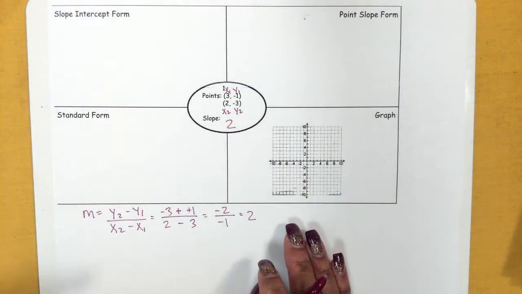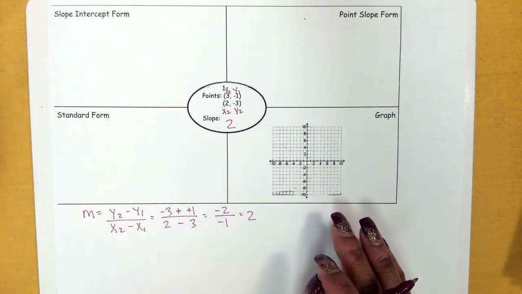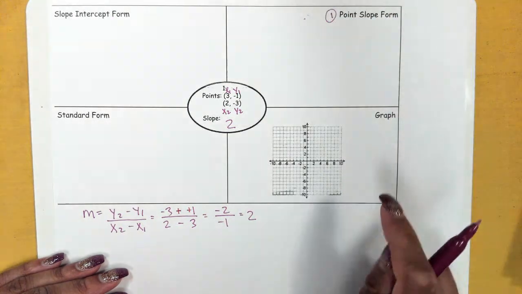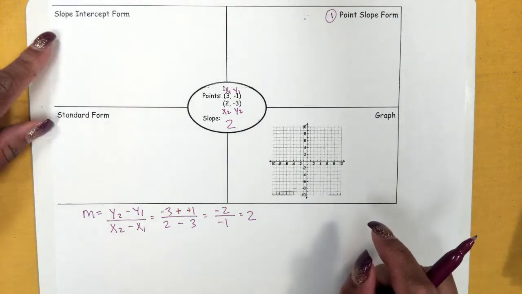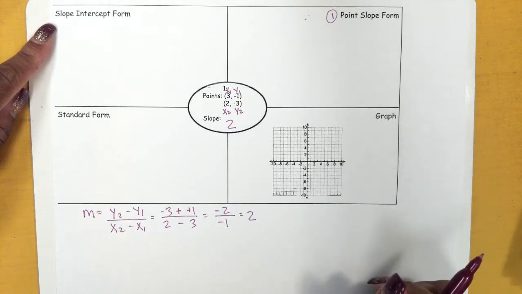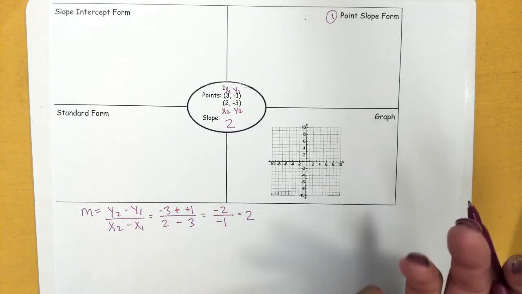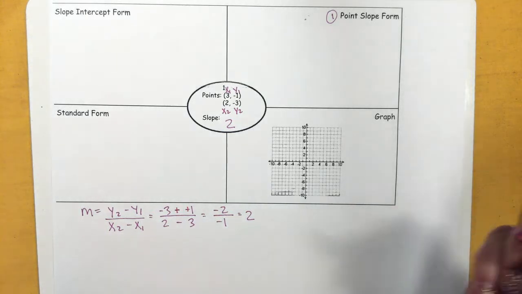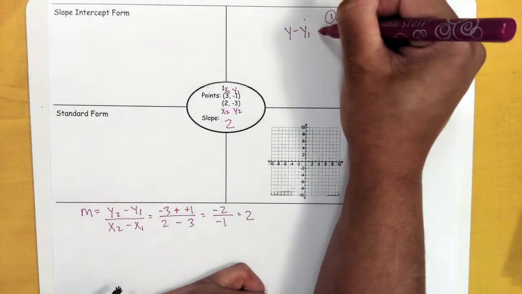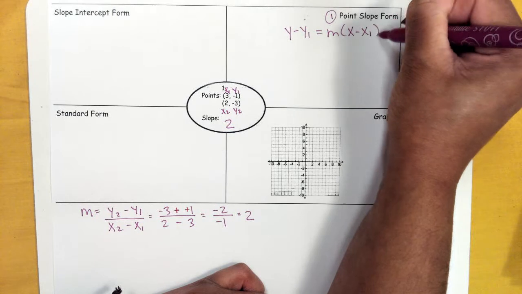M equals 2. So when we are given a slope and at least 1 point, we have no choice but to start at point slope form. We can't start at slope intercept form because we need the y-intercept. We don't know what that is yet. And standard form comes from slope intercept form. So we must start at point slope form. And point slope form is y minus y1 equal to m parentheses x minus x1.